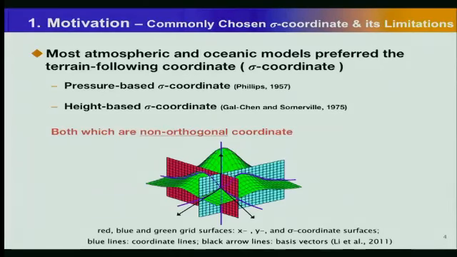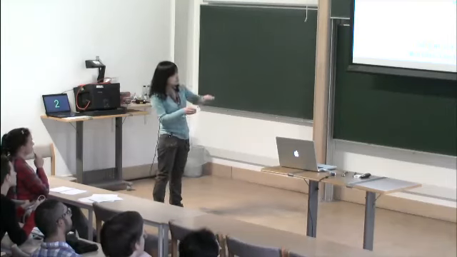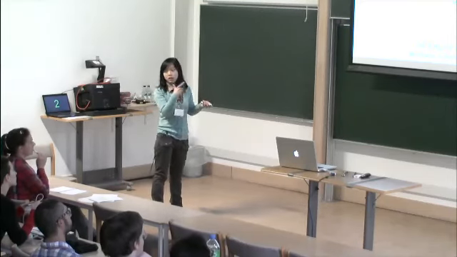Let's have a look at the commonly chosen vertical coordinates and their limitations. Until now, most atmospheric models and oceanic models use the terrain following coordinate. There are two kinds. First one is pressure-based sigma coordinate, originated by Phillips. They use pressure P to define the sigma. And the other one is height-based sigma coordinate. In their definition, they use the height z to define the sigma. And both kinds are non-orthogonal coordinates because the basis vectors of the coordinate are non-orthogonal.